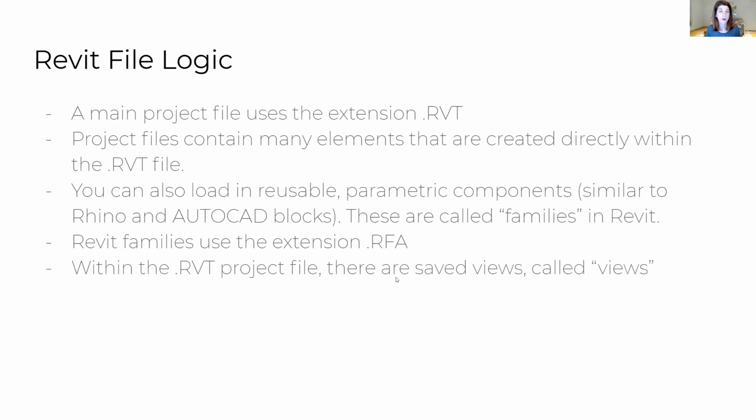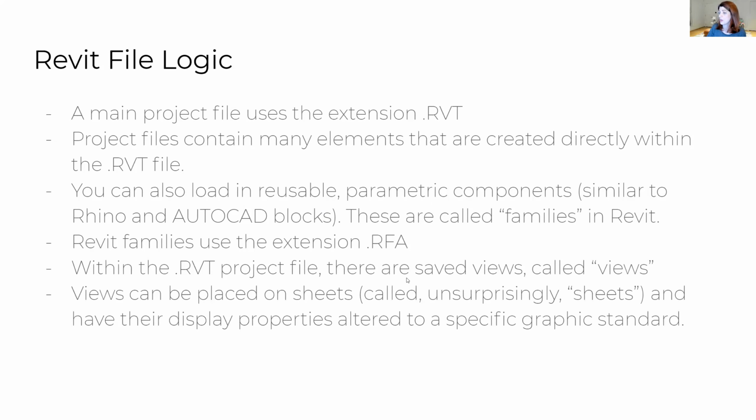Within the RVT file, the main project file, there's also a section where you see saved views, and those views are how you see things 2- and 3-dimensionally within the program. You can place those specific views on a sheet. They're called sheets. And you can print that out and it makes a sheet for you.